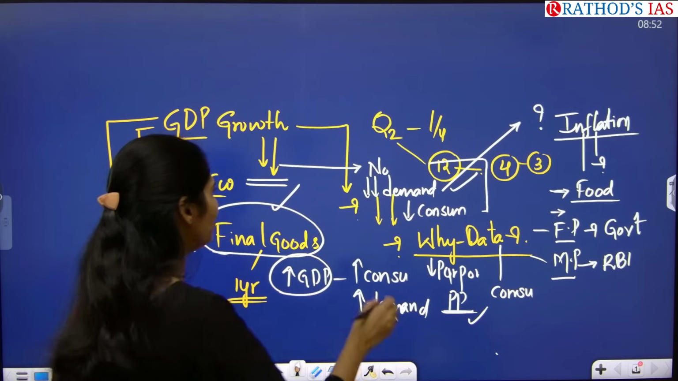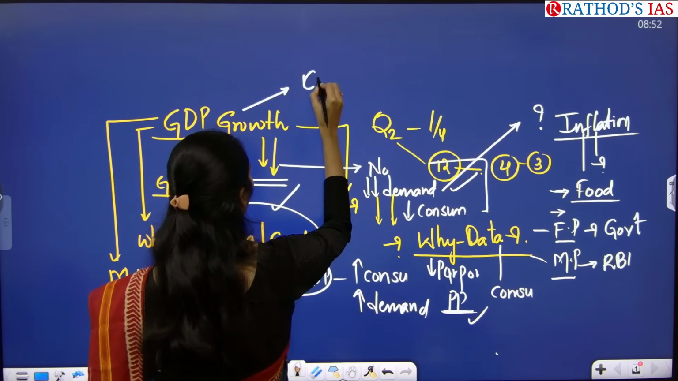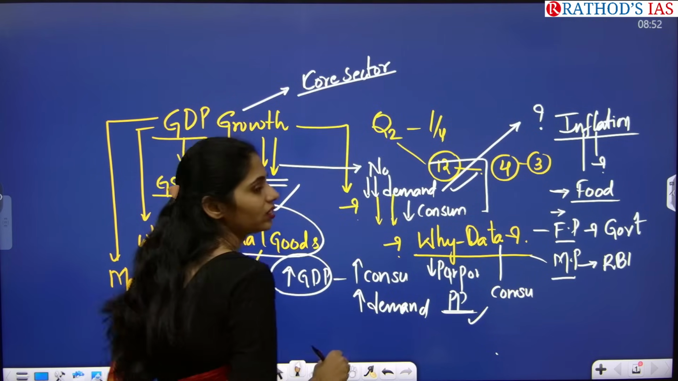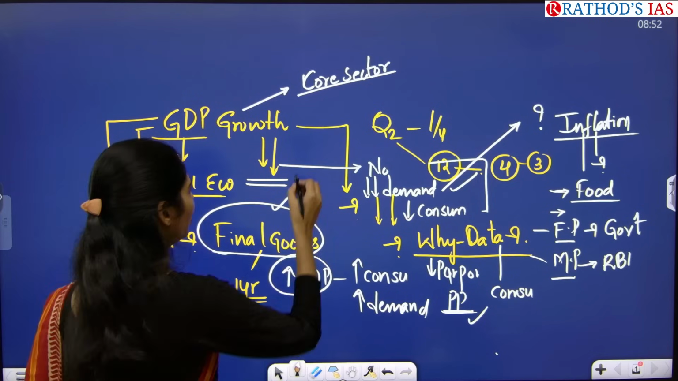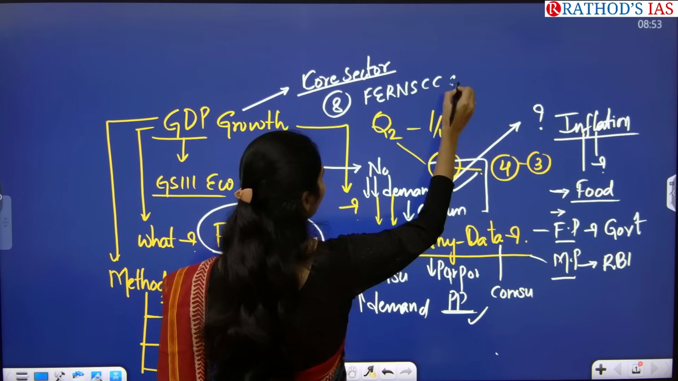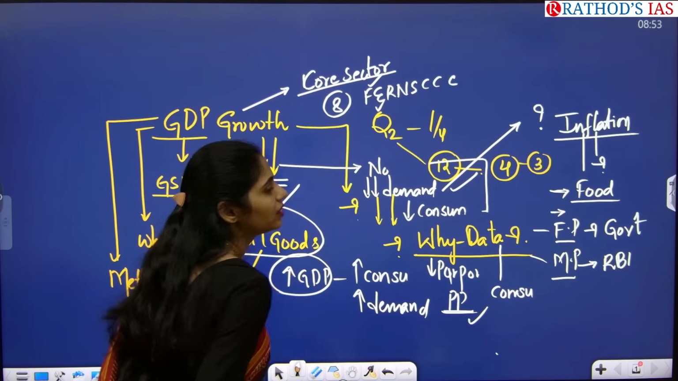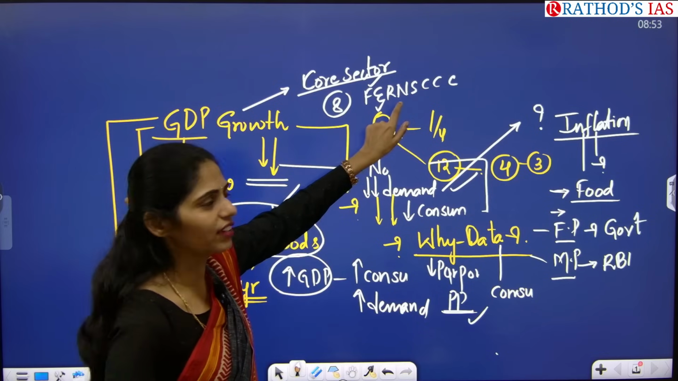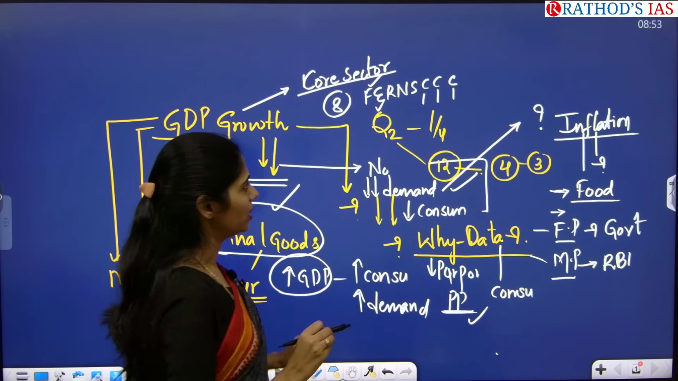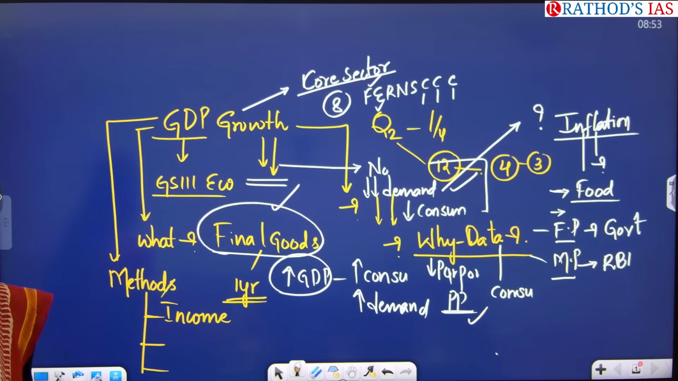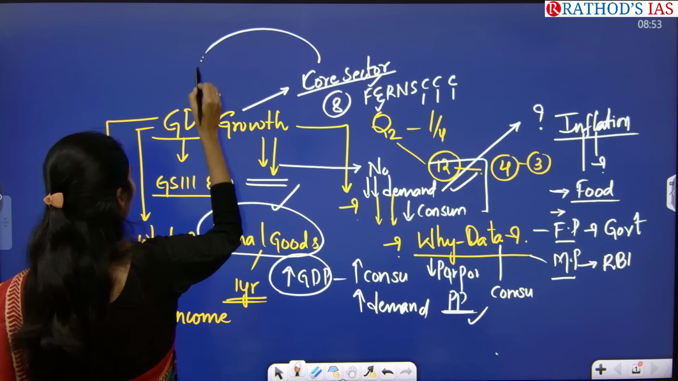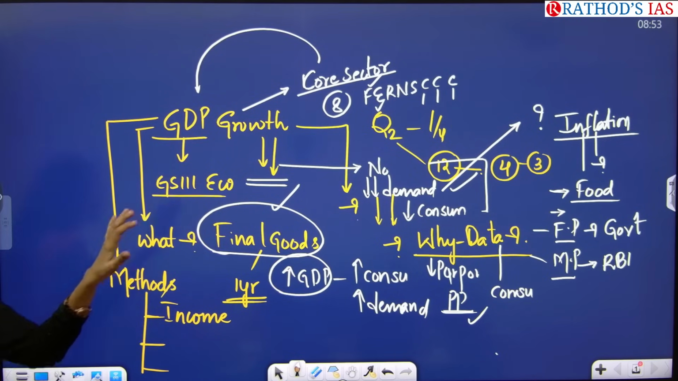Now tell me, one more question I want to ask: how are our core sectors working? So what is this core sector? There are 8 things present in the core sectors. That is fertilizer, E for electricity, R for refineries, N for natural gas, S for steel, C for coal, crude oil and cement. So in these core sectors, how are they working? There is decreasing growth in this core sector. Because of this, we can say there is decreasing GDP estimate in this quarter two.